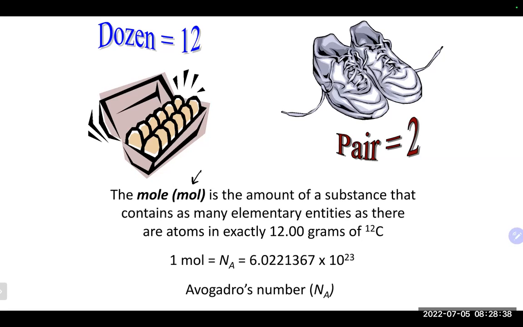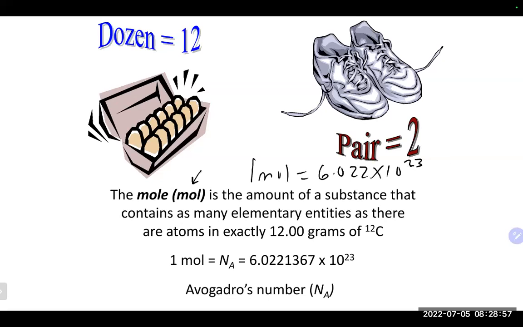That's the same thing when we say a mole. It represents Avogadro's number's worth of something. And that is the number on the bottom there, usually rounded to 6.022 times 10 to the 23. And that, again, is Avogadro's number.